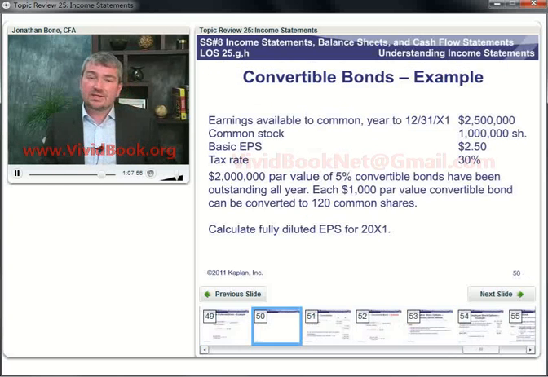Let's turn our attention to convertible bonds. The process is pretty much exactly the same as our convertible preferred stock. All we need to remember, of course, is there's a tax effect, because if you no longer pay the coupon, you're going to pay more tax.